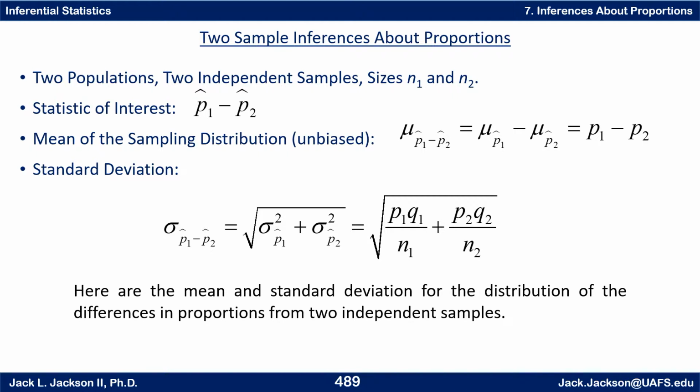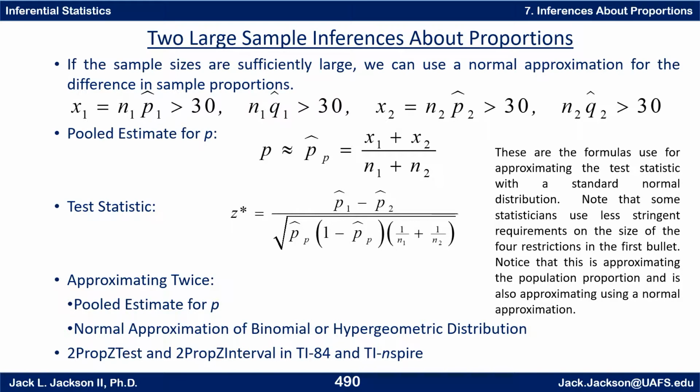Now we're going to use this to come up with the test statistic. Instead of a binomial distribution or hypergeometric, we're going to use a normal approximation here. For this to be good, the population size needs to be pretty big. Specifically, the rule I'm going to use is n1 times p1 is greater than 30, n1 times q1 is greater than 30, n2 times p2 is greater than 30, and n2 times q2 is greater than 30. Some statisticians use less stringent requirements than that, but this is what I use in my class.